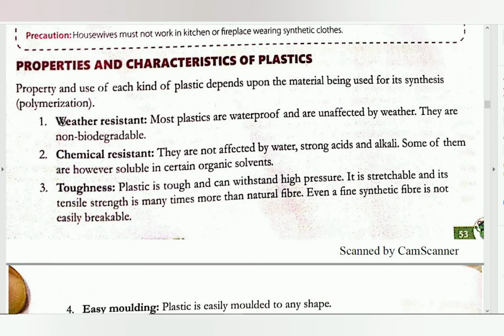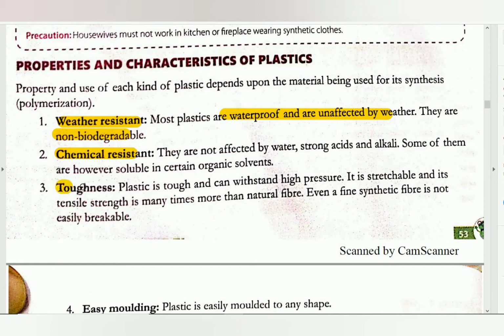First of all, plastics are weather resistant. Means most of the plastics are waterproof and are not affected by weather. And these are non-biodegradable. Most of the plastics are chemical resistant. That means we can even keep chemicals like strong acids and alkalis in plastic bottles. Alright, we can keep them in plastic bottles. A particular special type of plastic is used for this purpose.